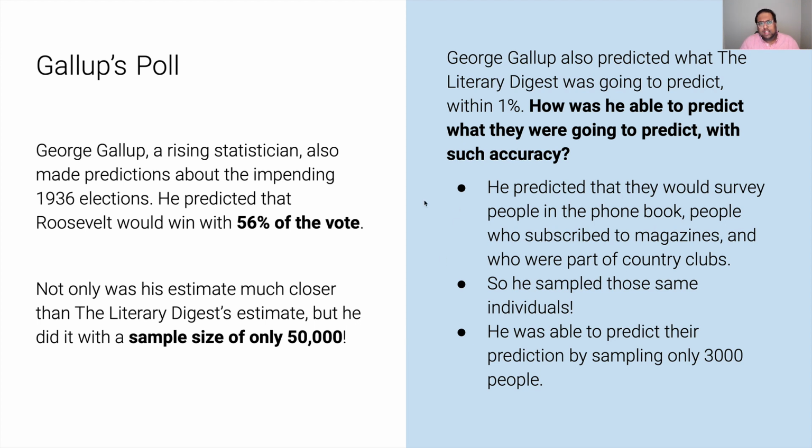Now, George Gallup was a clever man, and he decided to predict what the Literary Digest was going to predict. So you can think of this as prediction inception. He did this by realizing that the Literary Digest would be sampling people from phone books and lists of magazine subscribers and lists of country club members. I'm not sure how he came up with this. And so he went out and constructed a sample of those same people. And using information from those people, he was able to predict what the Literary Digest was going to predict. And he was able to do that within 1%. So he got the Literary Digest's prediction almost spot on. And he did this with a very small sample of just 3,000 people.